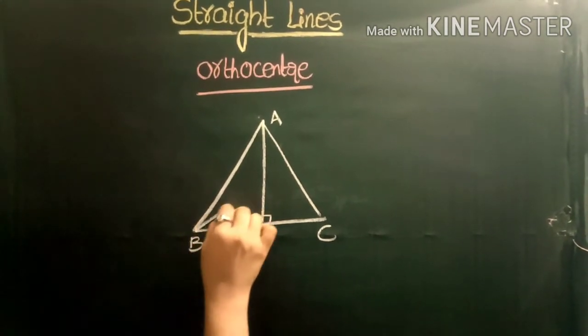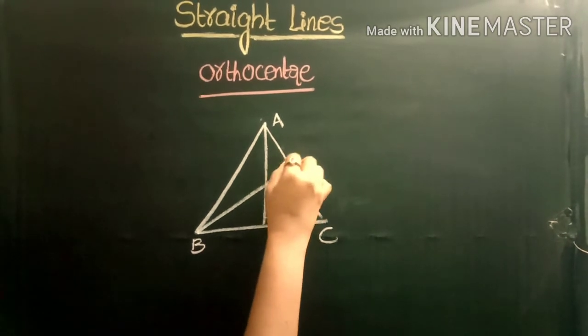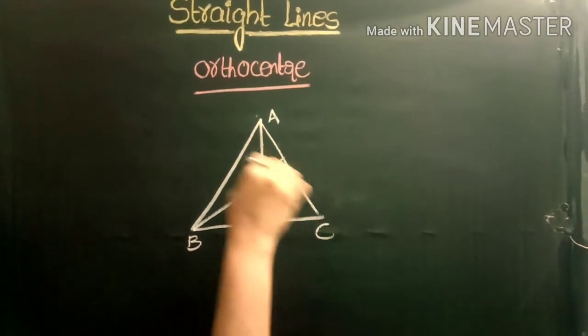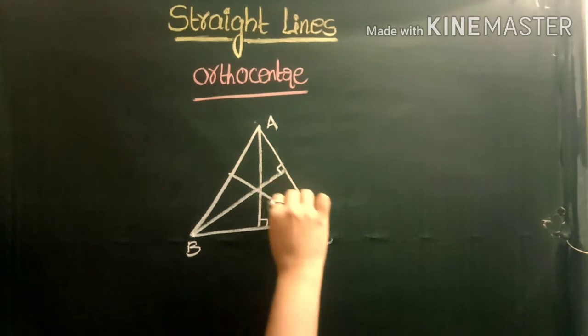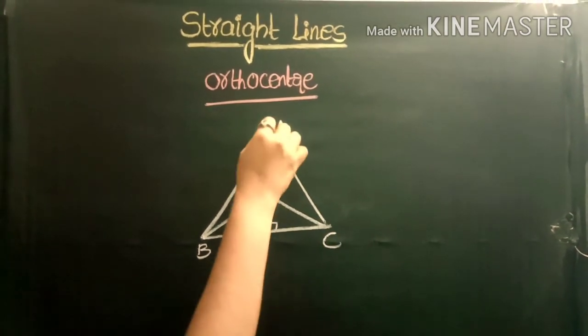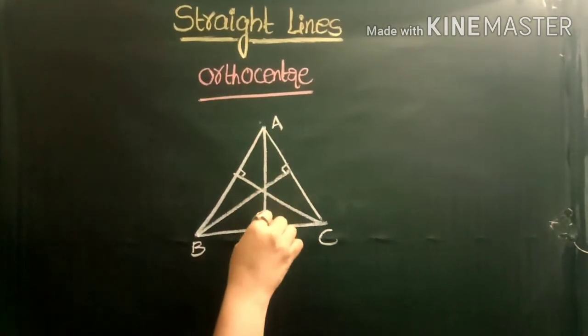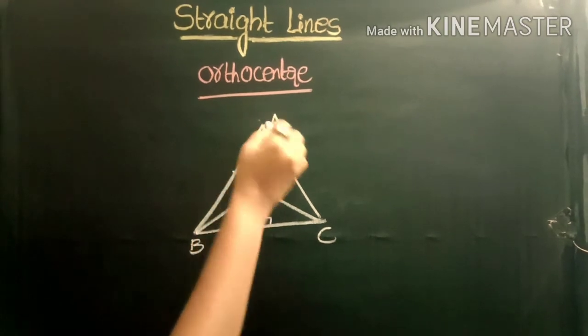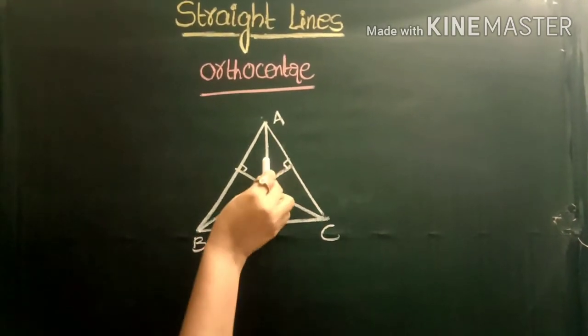Similarly I draw one perpendicular from B to its opposite side, that is CA, and also the perpendicular from C to AB. These are the perpendiculars. Now these are called the altitudes. The perpendicular which is drawn from one vertex to its opposite side is called the altitude.